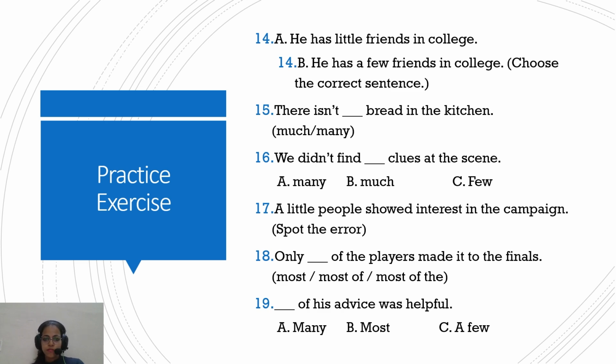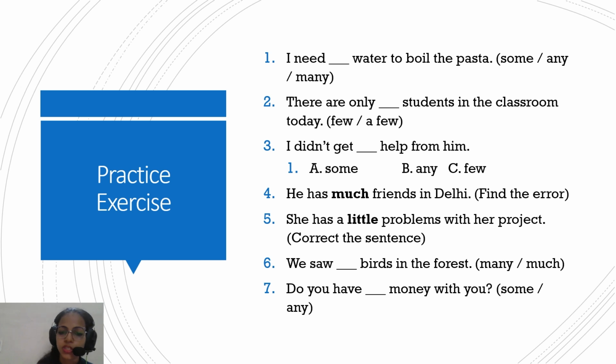Okay. I hope you've attempted the questions, and because the lecture has already gotten quite long, let's quickly solve them. I need dash water to boil the pasta. Now, water is an uncountable noun, so we will use some. Of course, some, any, many. So, some is actually used with both countable and uncountable. So, many, of course, cannot be used. Any, of course, cannot be used. So, some. I need some water to boil the pasta. There are only dash students in the classroom today.